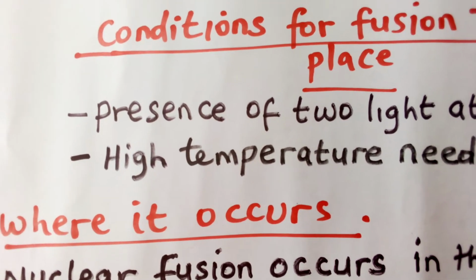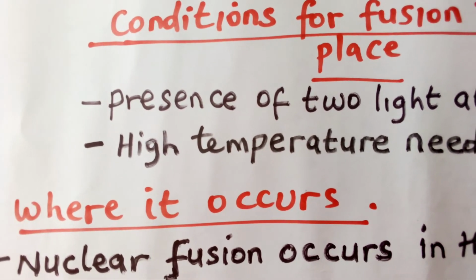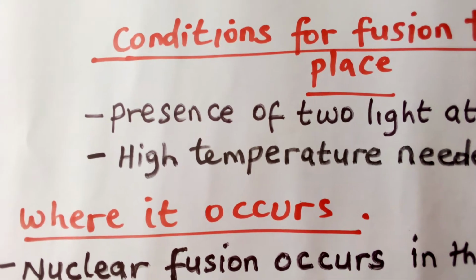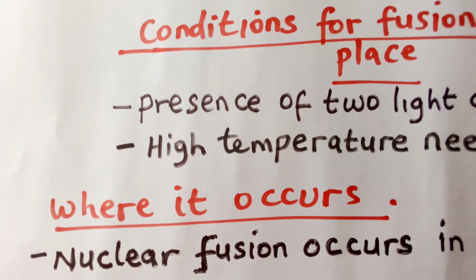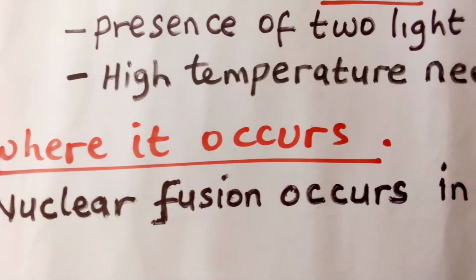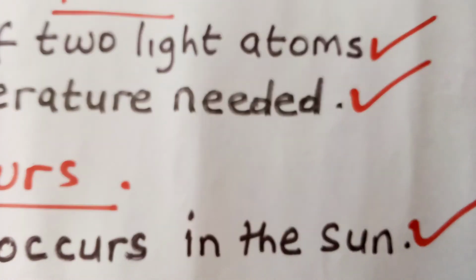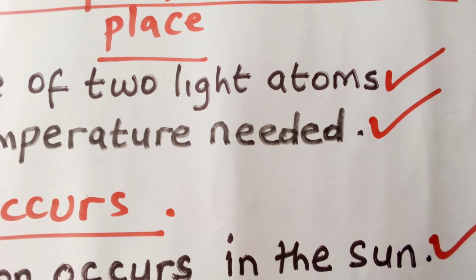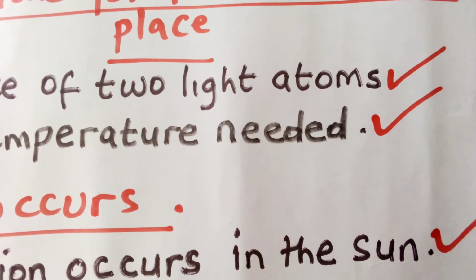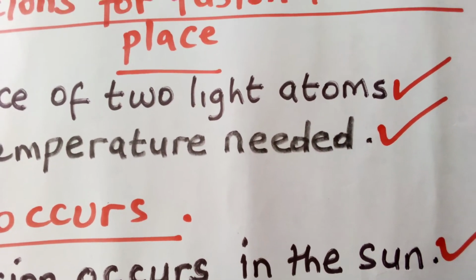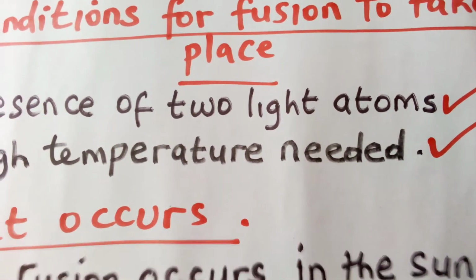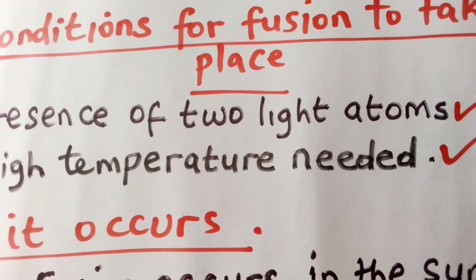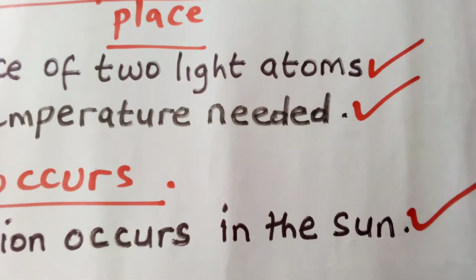Now, where does nuclear fusion occur? We are saying nuclear fusion occurs in the sun. You see? It is believed that the vast energy from the sun is a result of nuclear fusion. So it is as simple as saying nuclear fusion occurs in the sun.